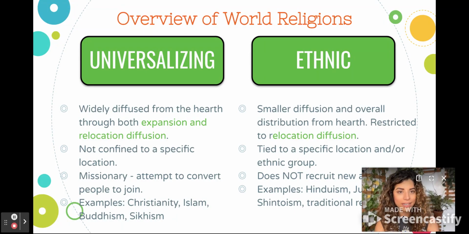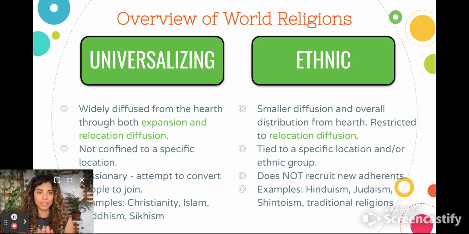Then we have ethnic religions. So these are different, right? They have much smaller diffusion and distribution from their hearth. These are restricted to relocation diffusion instances. And the element of ethnic religions, these are tied to a specific location or a specific ethnic group. And they do not, this is another major element, they do not recruit new adherents. You are born into these religions, and it is rare to have anybody convert.